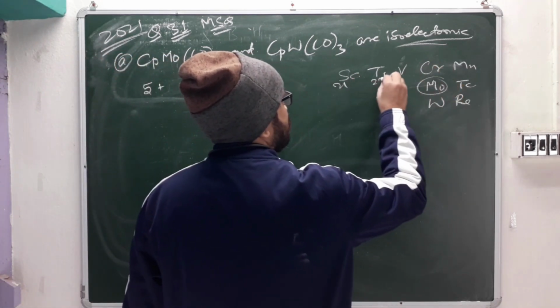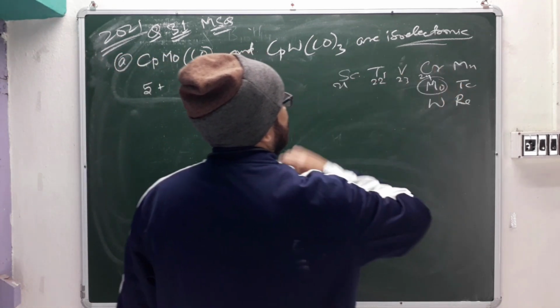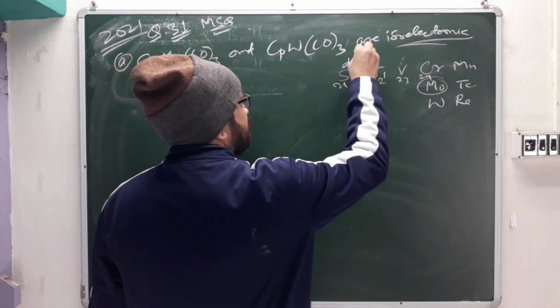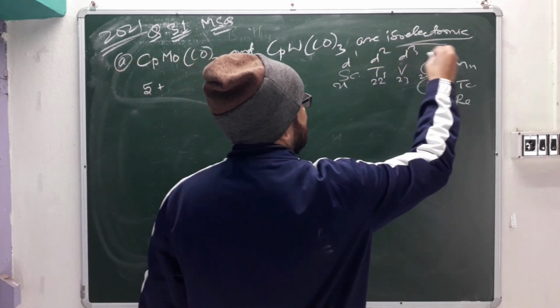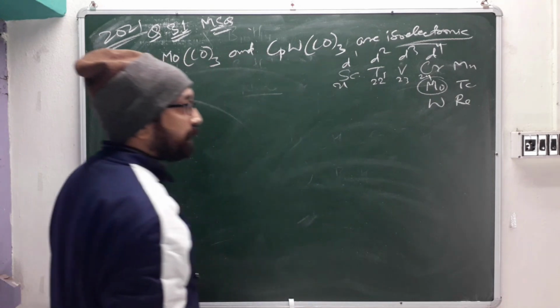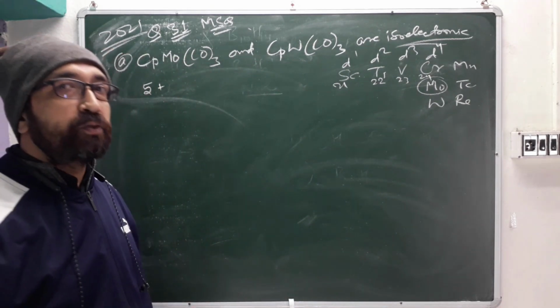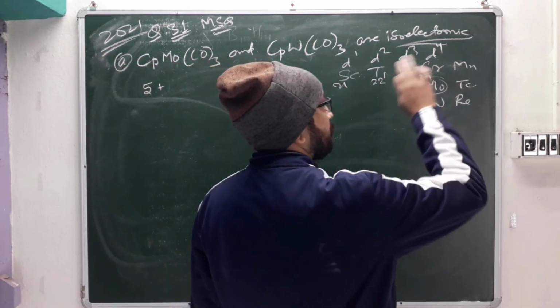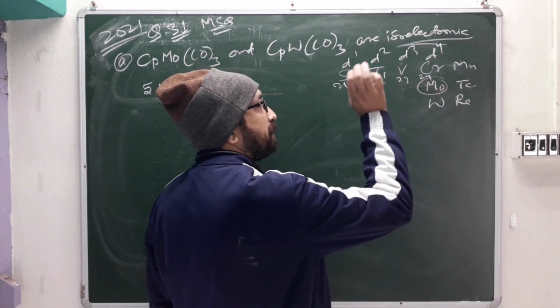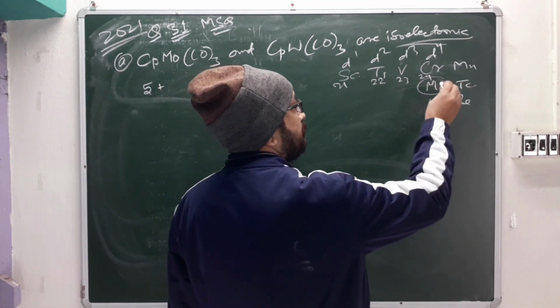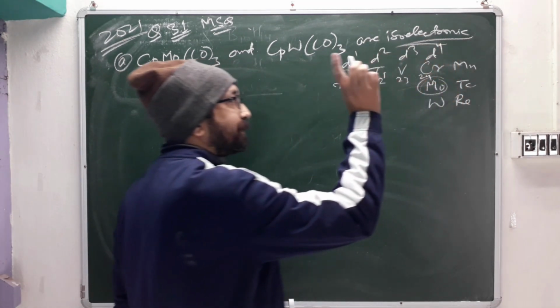So it is 21, 22, 23, 24. If the metal is in +2 state, they will be d1, d2, d3, d4. So d4 if the metal is in +2 state. If I remove that oxidation state +2 and say that it is in 0 oxidation state, molybdenum will have a total of 6 valence electrons.